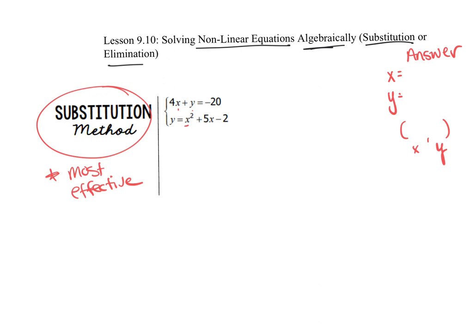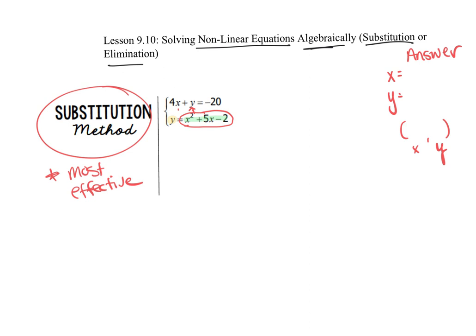And if you notice here, look at the second equation. The second equation right here says y equals, and y is equal to x squared plus 5x minus 2. Well, if y is equal to that, then we can take that and substitute it in for y in the opposite equation, and that puts everything in terms of x. We're substituting in an equation just like we substituted a number value. Just we're adding more algebra to this.